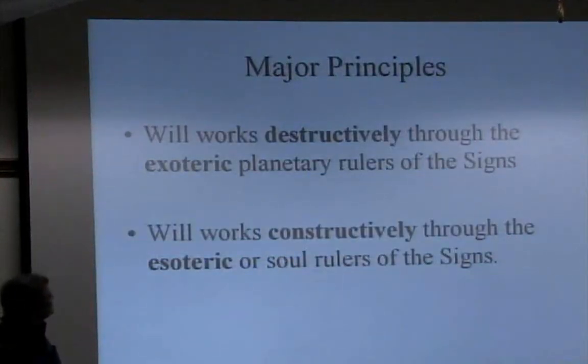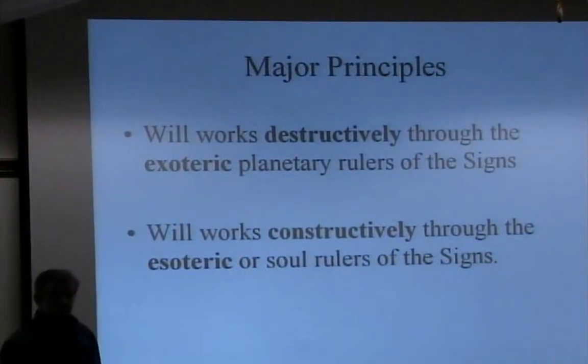Major principles. Will works destructively through the exoteric planetary rulers of the signs, but will, on the fixed cross, works constructively through the esoteric signs. That's it.